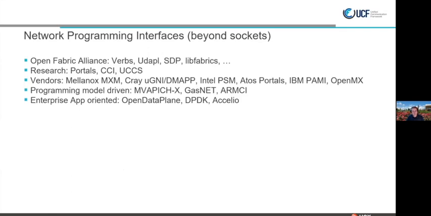So just to remind you, there are a lot of different network programming interfaces. We won't go into a lot of these here because a lot of these are research-oriented. Some of them are vendor-specific. Things like, again, we mentioned UCCS from Oak Ridge, which fed into the development of UCX. Obviously, there are a lot of low-level APIs like InfiniBand verbs, and then there are vendor-specific interfaces like MXM, PAMI, and many others. So this is just to say there are a lot of different interfaces you could use.